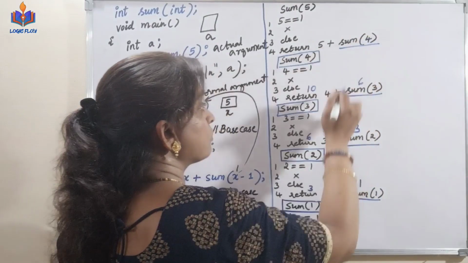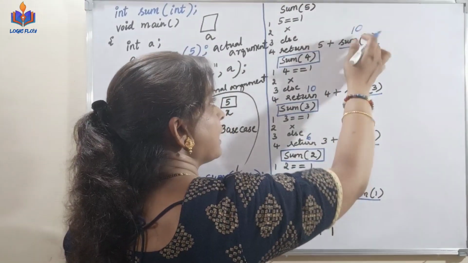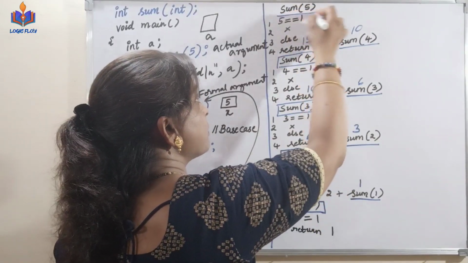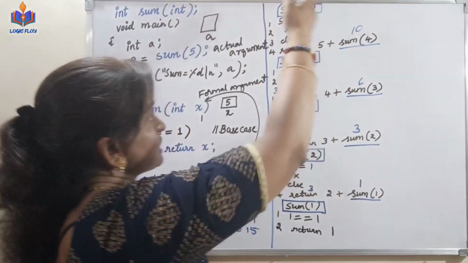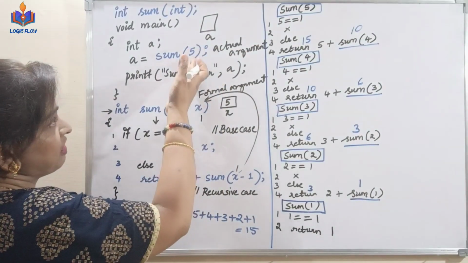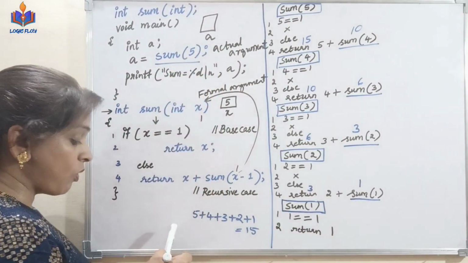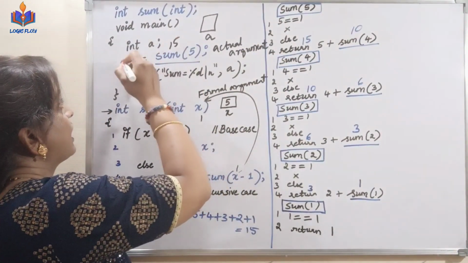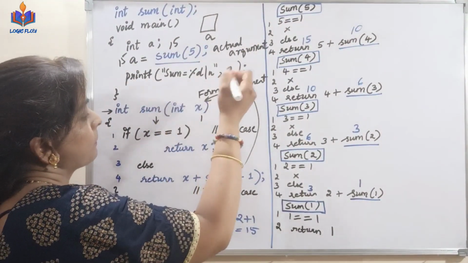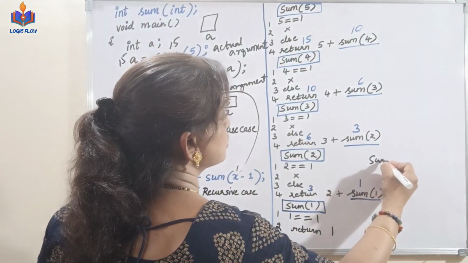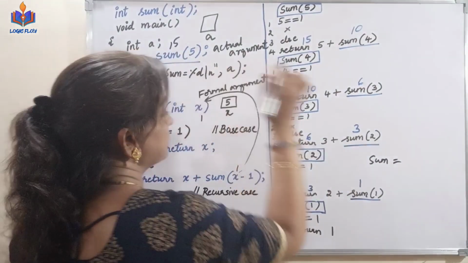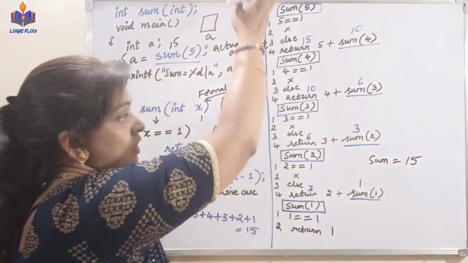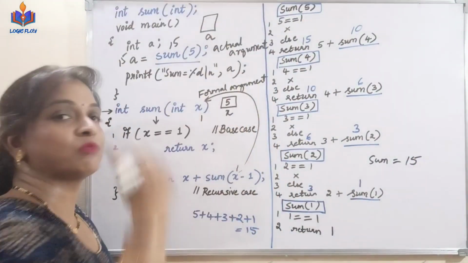For sum of 4, what should I return? It is 10. Again 10 plus 5, how much? 15. Return this 15 to the place where sum of 5 was called, in this main function here. So to this place, what will be my answer? It is 15. So A gets the value 15. So my final answer is: sum equal to percentage d, print the value of A, it is 15. I hope you have understood this forward process and backward process.